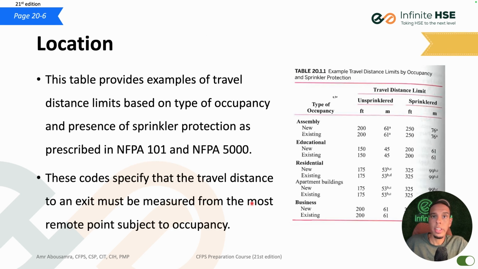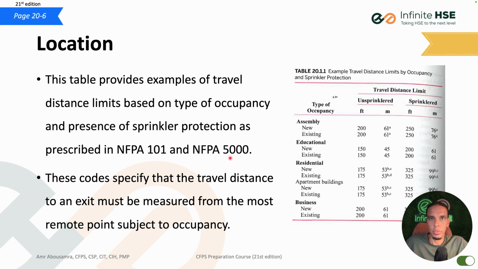The first thing is the location, and this table we discussed before, if you remember, in section 4. Now it's repeated again in section 20, chapter 1, and I highlighted this at this point. So you also have to put a label to refer back to this table if you are asked about the travel distance. This table provides examples of travel distance limits. For each occupancy, as we discussed earlier, there is a limitation for travel distance. You cannot exceed the limitation of the travel distance for this occupancy, as per NFPA 101 and NFPA 5000.